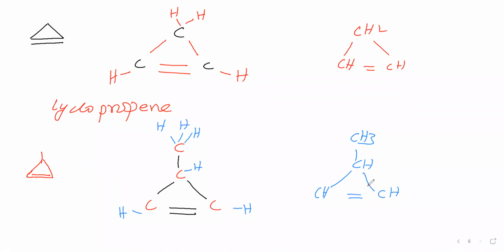Now say this branch name separately. The CH3 name is methyl. This is a cyclic compound, therefore cyclo. Here 3 carbon atoms are present, therefore prop. A carbon-carbon double bond is there, therefore ene. Carbon-carbon double bond means we have to say ene. Now we have to give numbering.